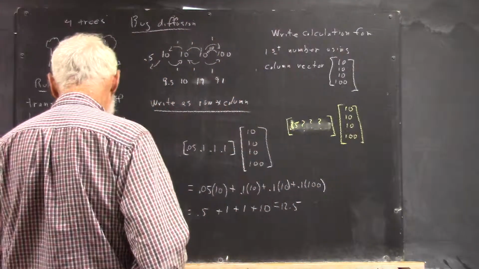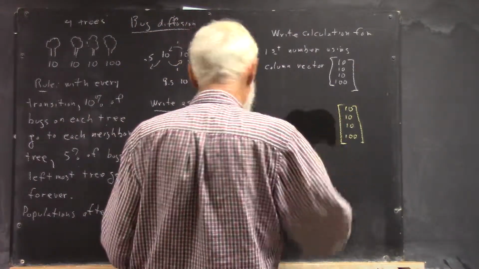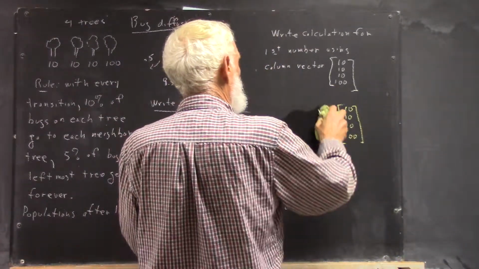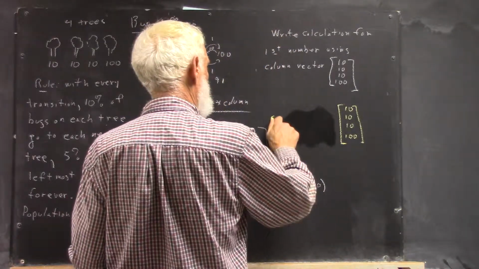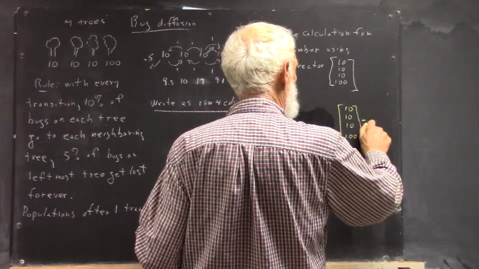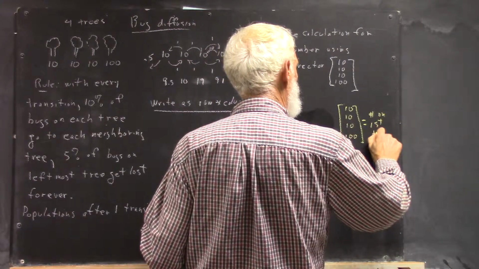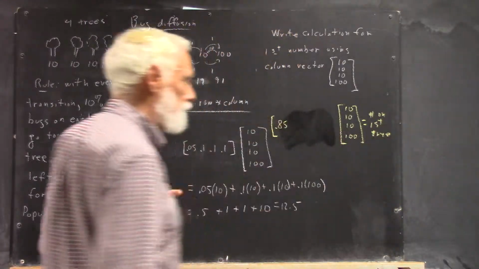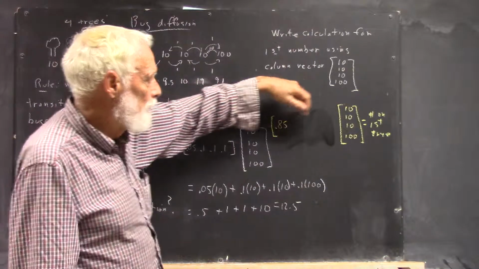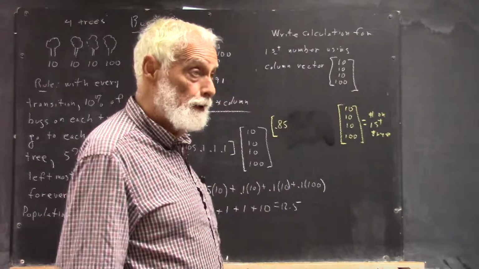Now when I write out the entire solution, I better clear this so that we can see it. I'll not be able to write as big as I'd like to. So we're going to multiply this by 0.85 because what we want to get is the number of bugs on the first tree. 85% of these 10 bugs will still be on the tree, right? Okay, so kind of keep that idea in mind.